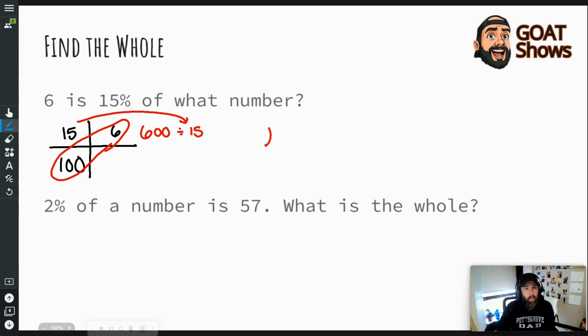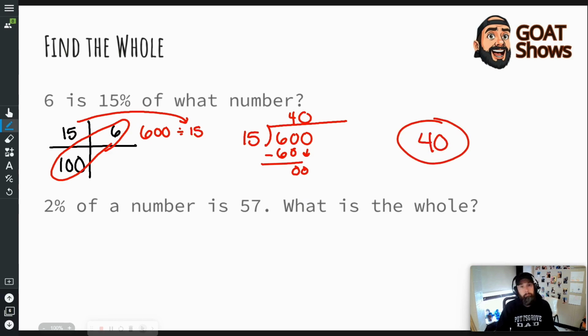If you need to, there's absolutely nothing wrong with going over and doing long division. So 15 is going to go into 600. Let me see. 15 goes into 60 4 times. 4 times 15 is 60. Perfect. We subtract, get 0, drop down the 0. 15 goes into 0 0 times. And our final answer is 40.